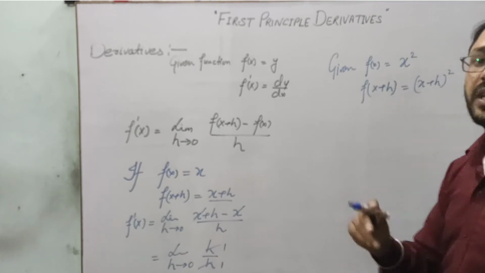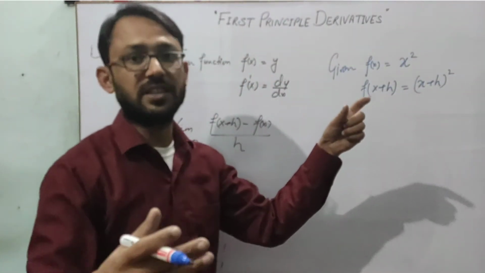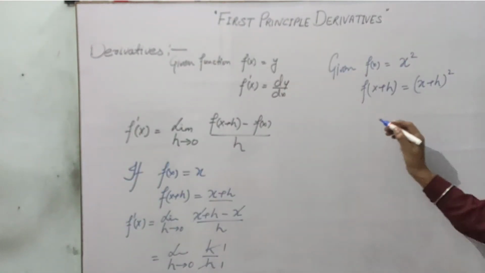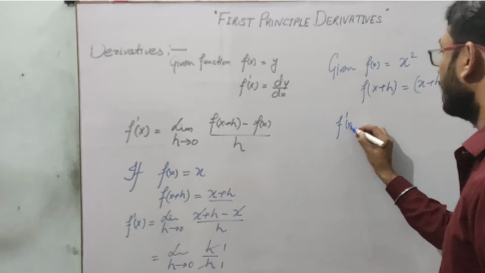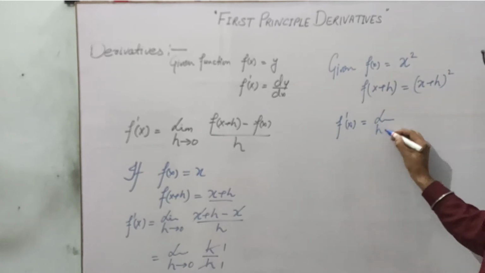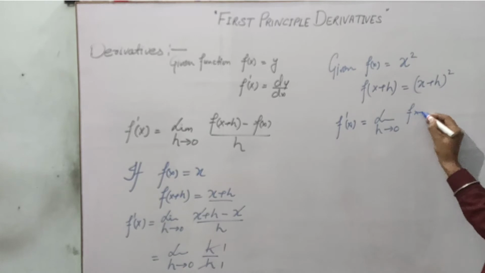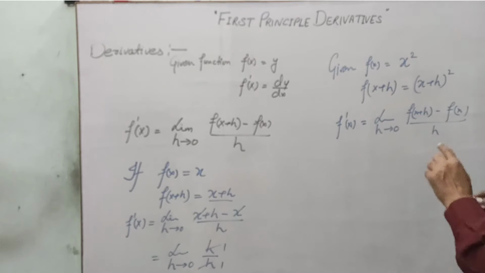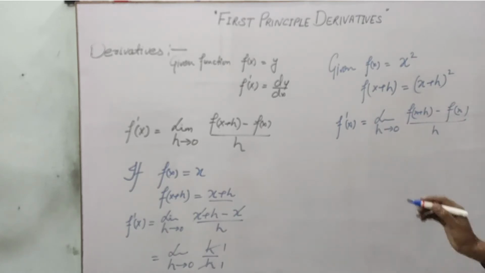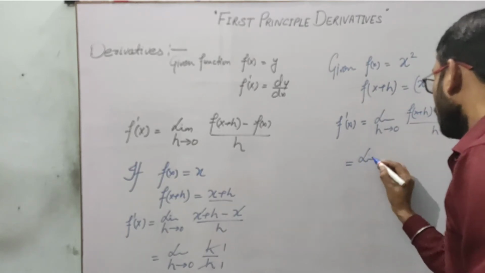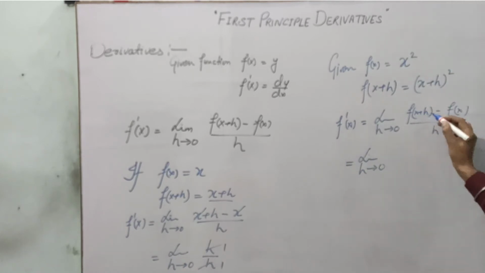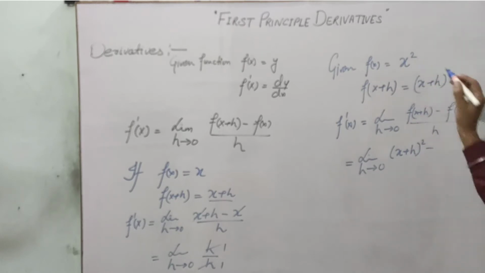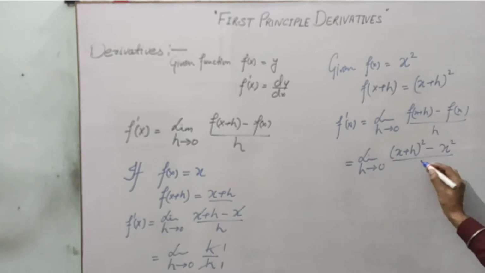Wherever x is there, we have to convert that into x + h. We have to write x as x + h. Now we know the identity: first principle derivative is equal to the limit of h tends to 0 of (f(x + h) - f(x)) whole upon h. Every time you have to write this identity. Now the limit of h tends to 0, f(x + h) means (x + h) whole square, minus f(x) means x square, whole upon h.